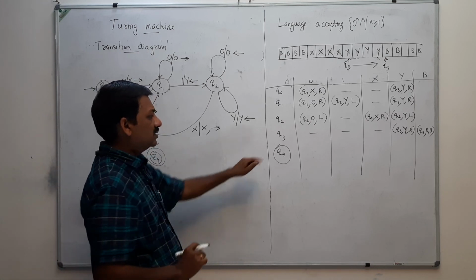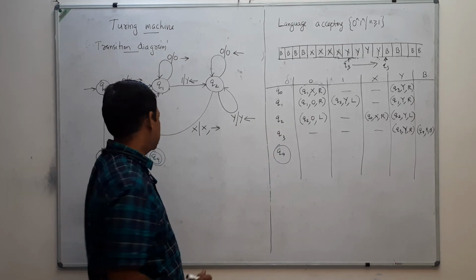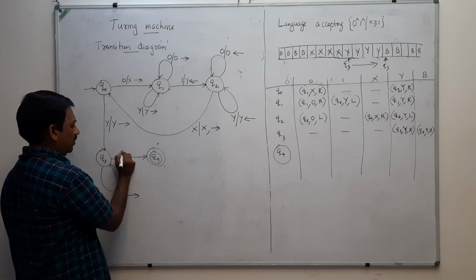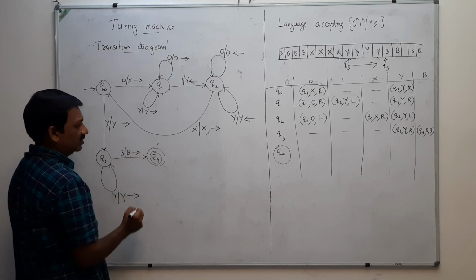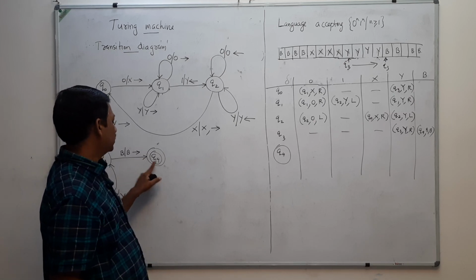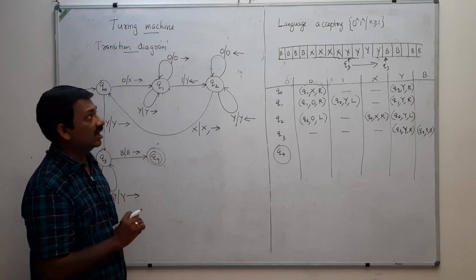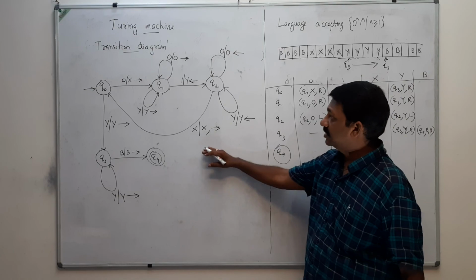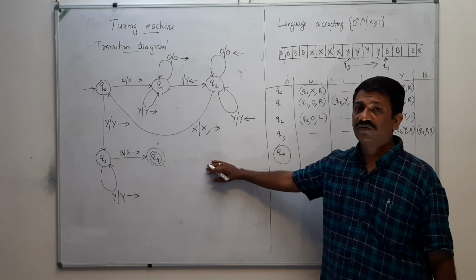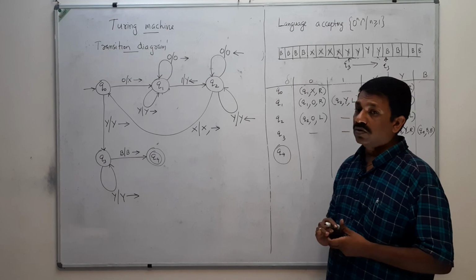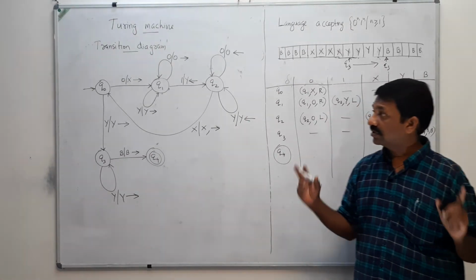And in state Q3, if you have a blank symbol, you are going to replace that with a blank symbol and it is moving right. And as Q4 is the final state, you can accept it. This is the transition diagram of a Turing machine. This is the pictorial representation of the Turing machine, and these are all about the transition diagram of a Turing machine.